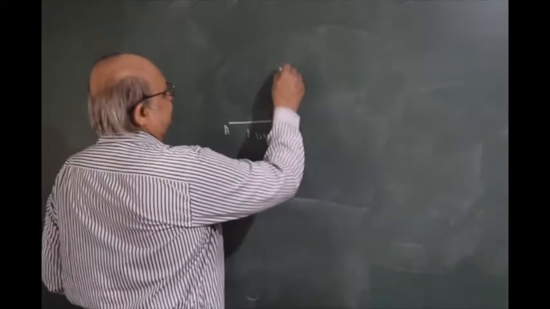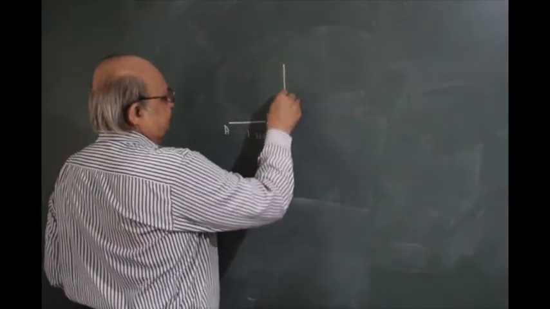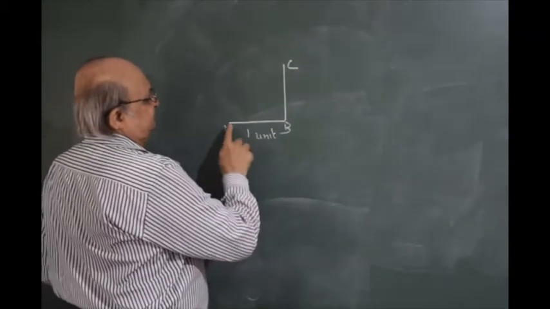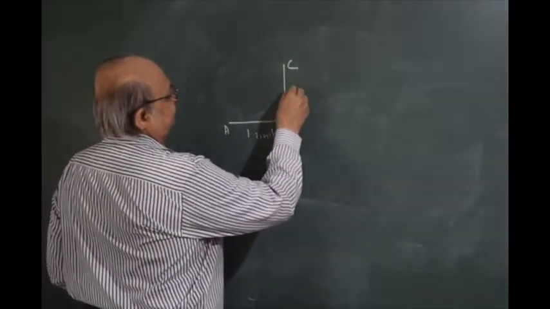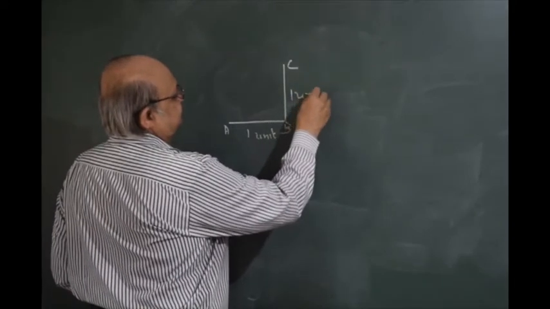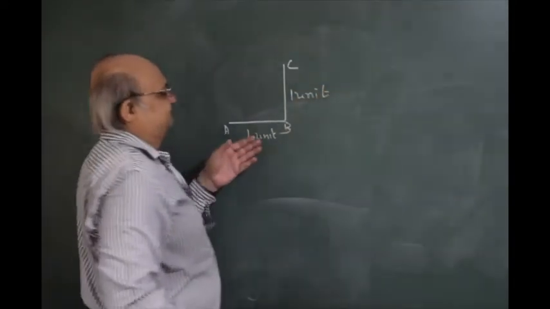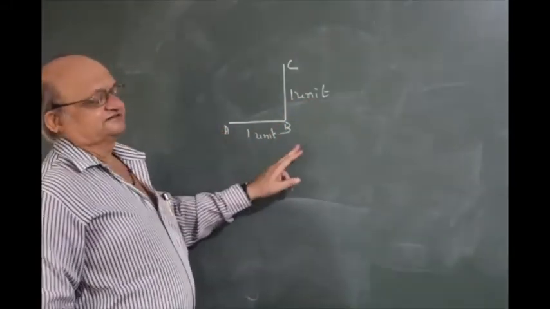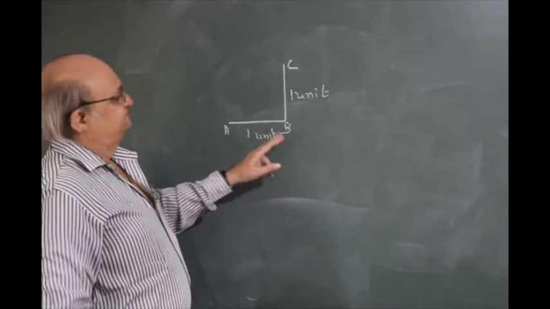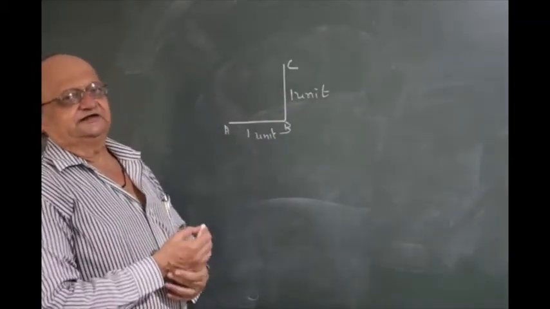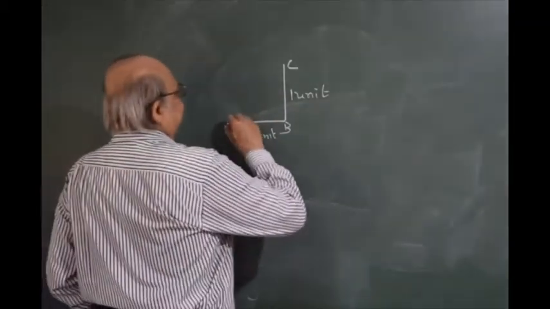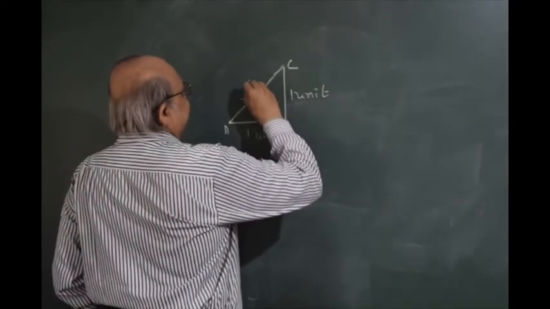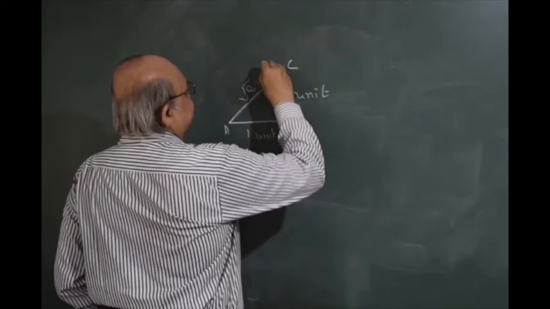However, when we draw a perpendicular to B, AB should be equal to BC. So if we have taken 1 centimeter, BC will be 1 centimeter. We take AB as 10 inches, BC will also be 10 inches. And we draw this as root 2 units.